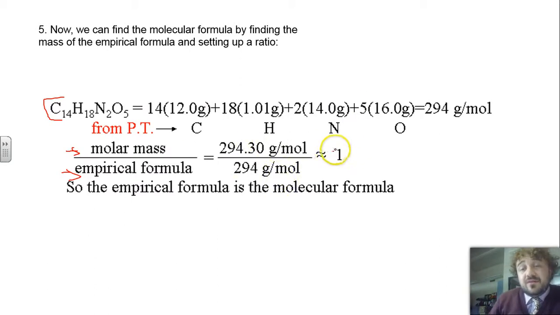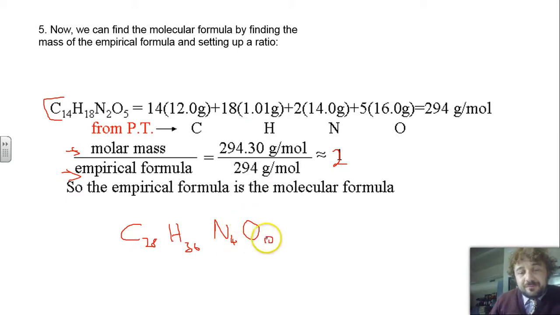If this answer was 2, our molecular formula becomes C28H36N4O10. Sorry, this is annoying. We've got quite a large molecule, but for long chain hydrocarbons, that's actually not that big, and that would be a protein, because you can tell it's a protein since it's got the nitrogen in there.